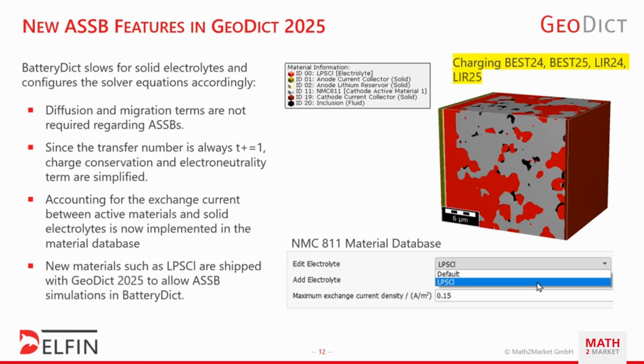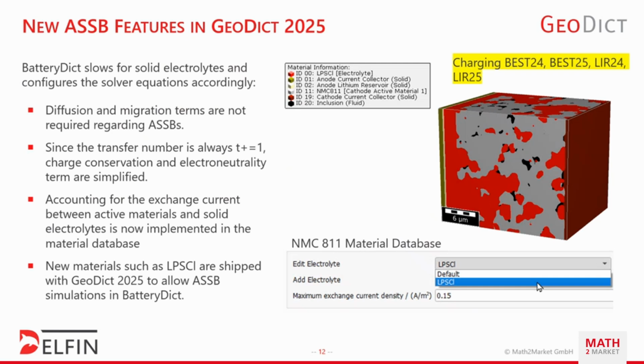So the new features which you will have in GeoDict. Currently, the solver equations have been modified to work better with solid electrolytes. The diffusion and migration terms are not required when you look at ASSBs. So as soon as BatteryDict detects that you're using a solid electrolyte, we will switch to the required calculations that have to be done. The transfer number t+ is always 1. So charge conservation and electroneutrality terms are also simplified.